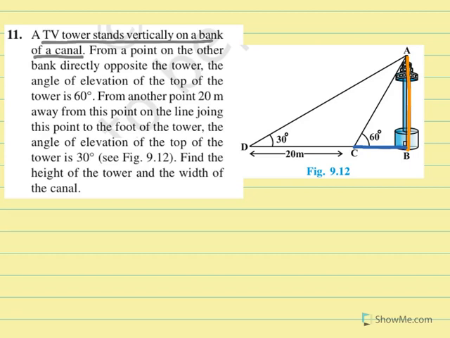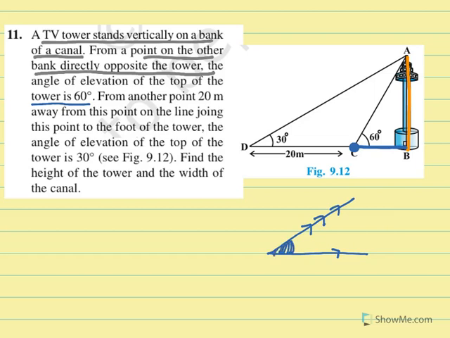From a point on the other bank directly opposite the tower. So we have to take a point which is directly opposite the tower on the other bank, right? So here is one point C on one bank. They said the angle of elevation is 60. Now how do you draw the angle of elevation? You mark the horizontal and the line of sight. This will be your angle of elevation.